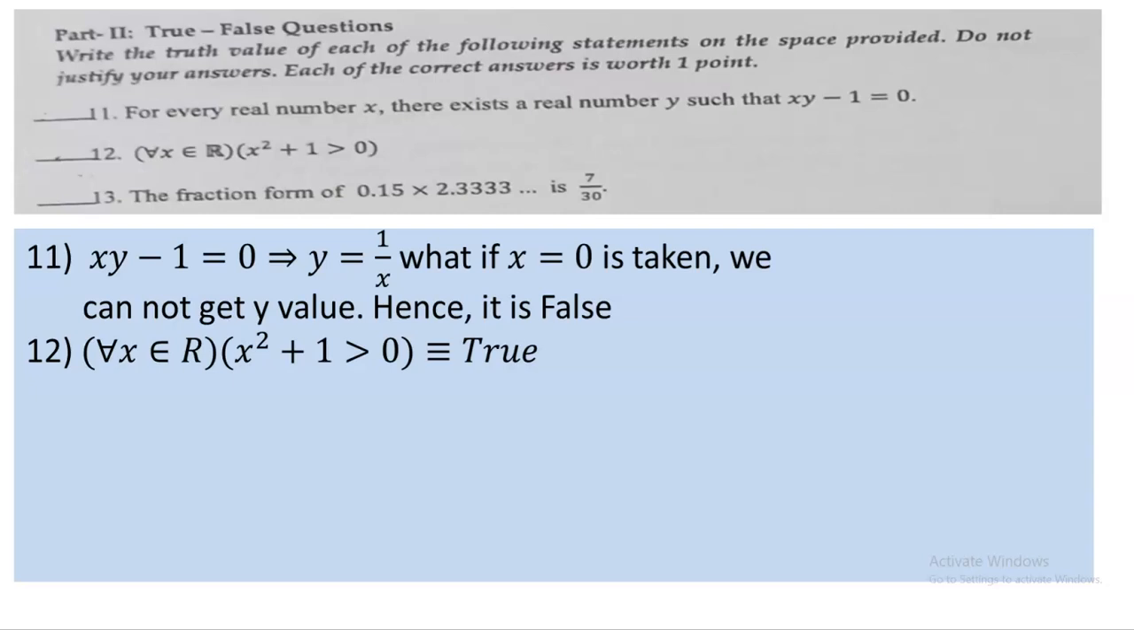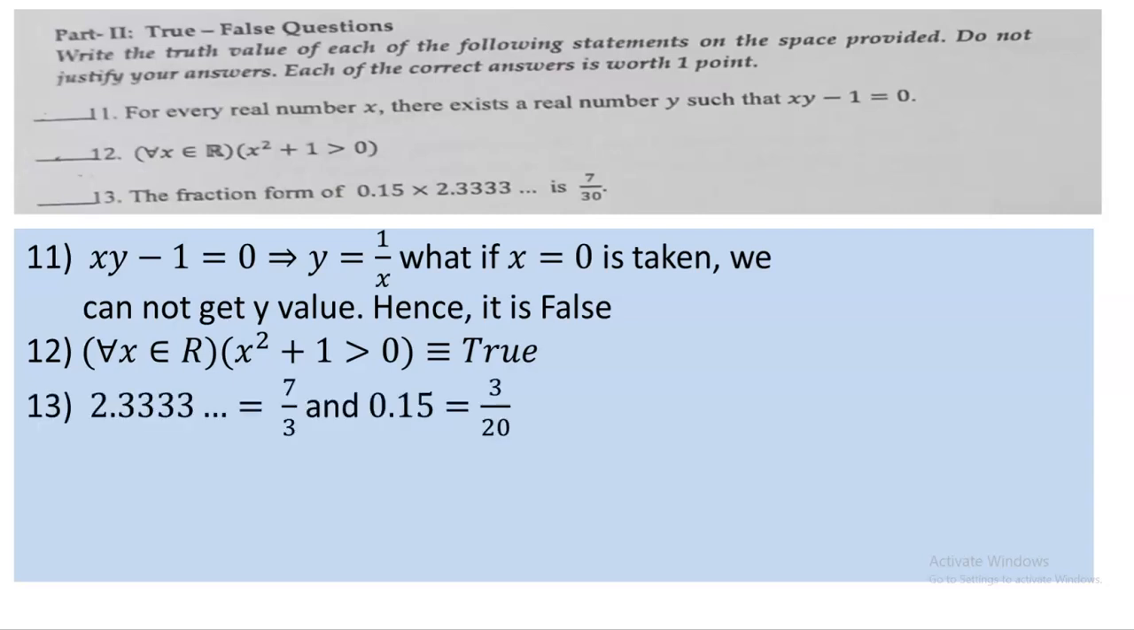And when you directly go to question number 13, it says the fraction form of 0.15 times 2.3333 dots is 7 over 30. So actually this is combining two rational numbers where one is written in terminating decimal form, whereas the other is written in non-terminating decimal form. So what we need to do is first change this non-terminating decimal number to fraction form because it's a repeating number, and then check whether the product of these two can make 7 over 30 or not.